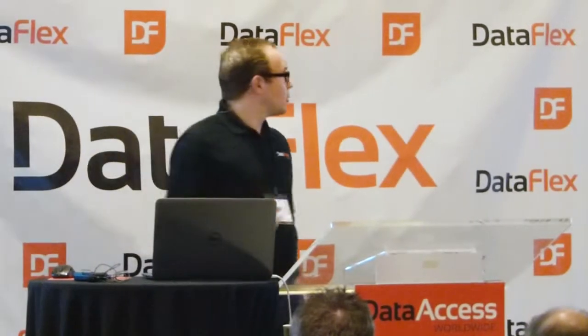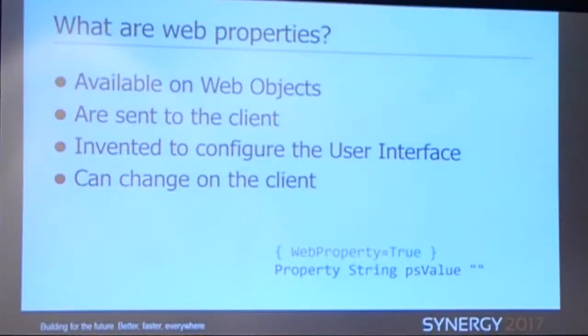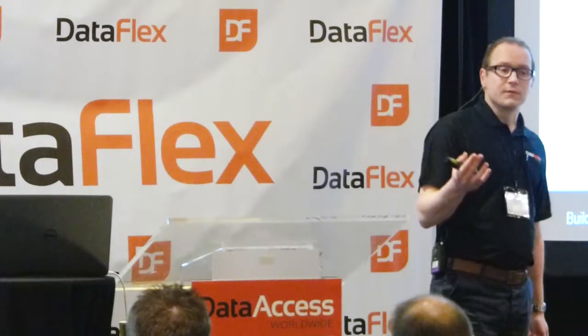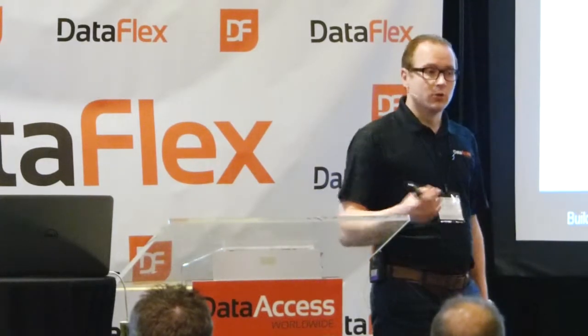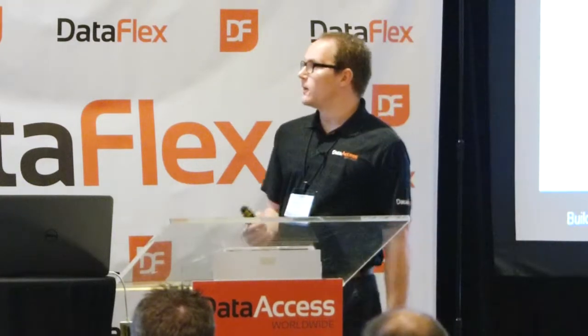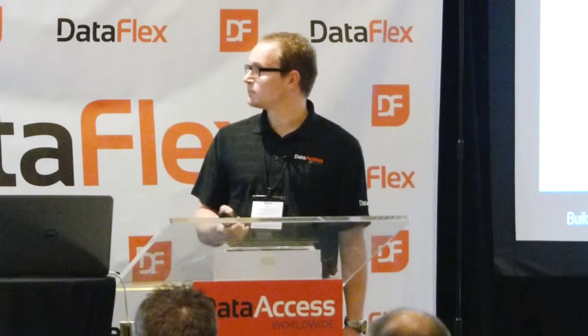So within the web app framework, we have invented these properties. It's a meta tag, and these properties are sent to the client to tell the client what it should put on the screen. So how should it look? We invented these to configure the user interface, and they can actually change on the client. If you look at an example like PS value, it tells the client what value it should show in the form. But if the user types in something else, it will also send back the new value to the server so that the server knows what the user has typed in.